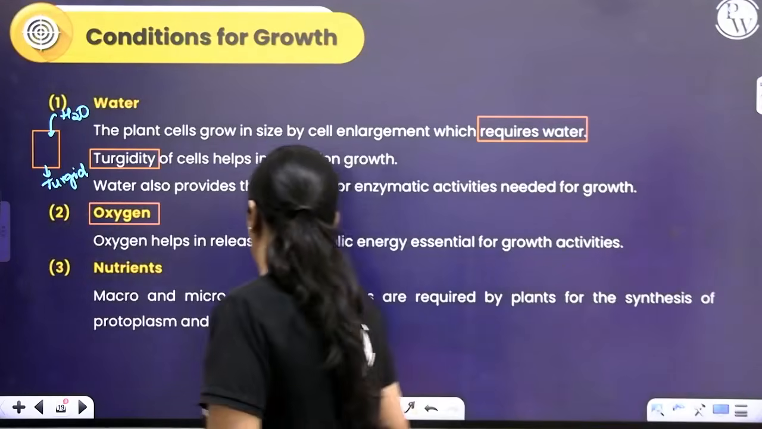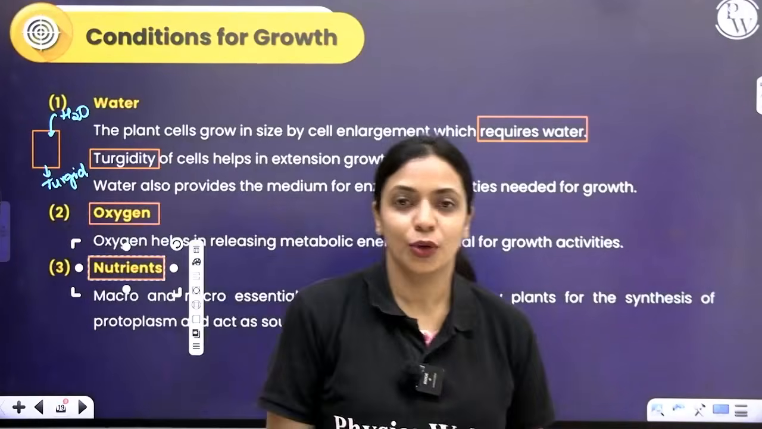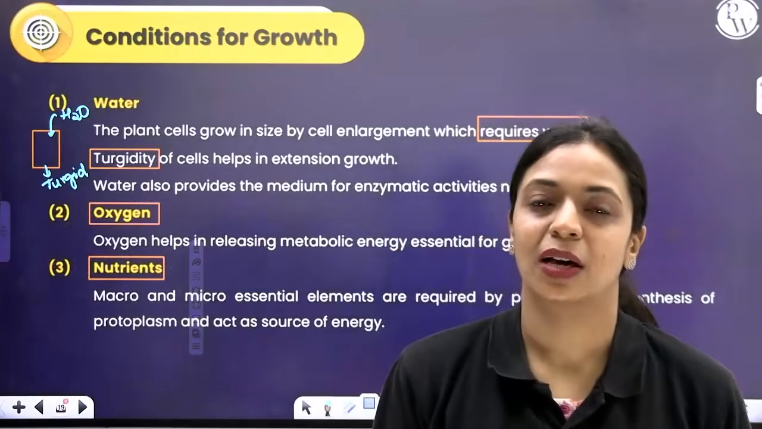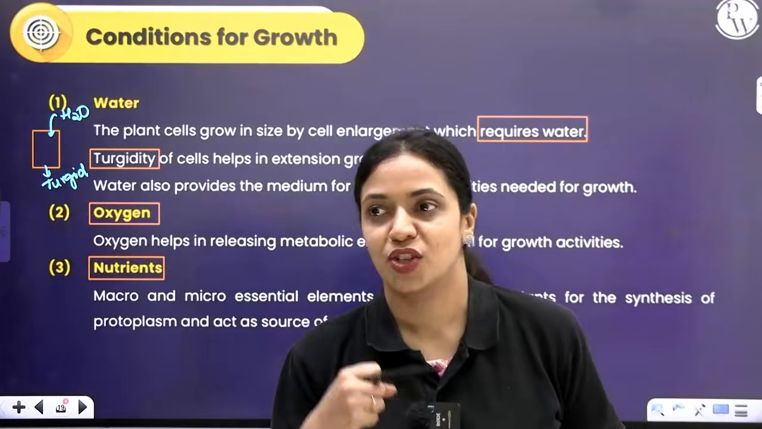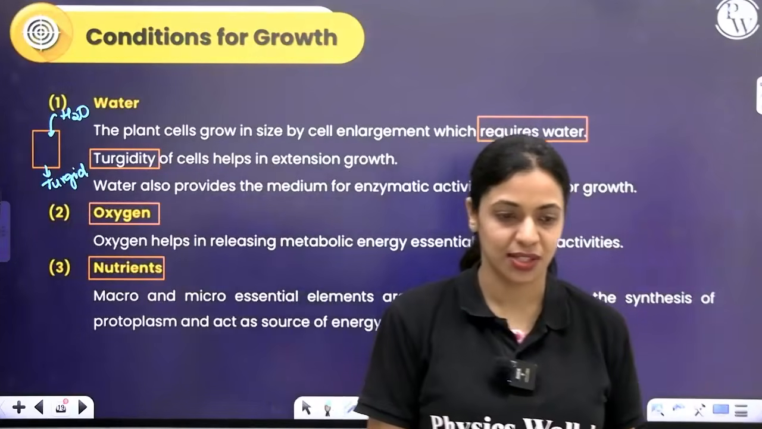Next, for plant growth, many different nutrients are required. What are nutrients for plants? The minerals that it absorbs from the soil, such as nitrogen, potassium, phosphorus, boron, silicon.